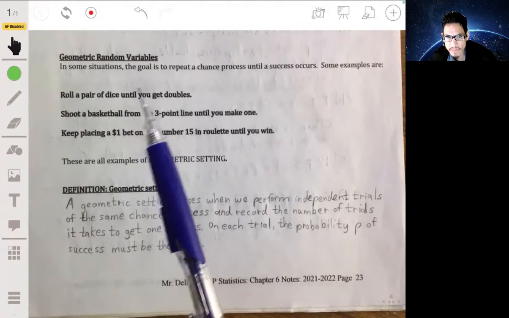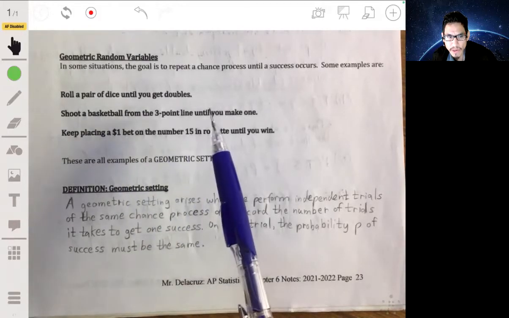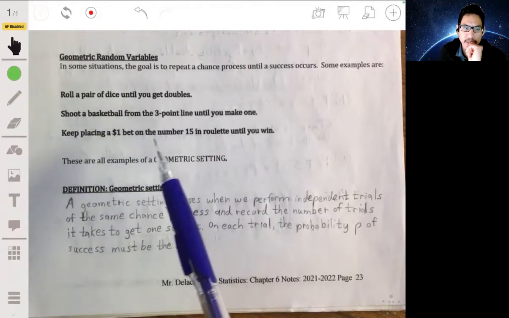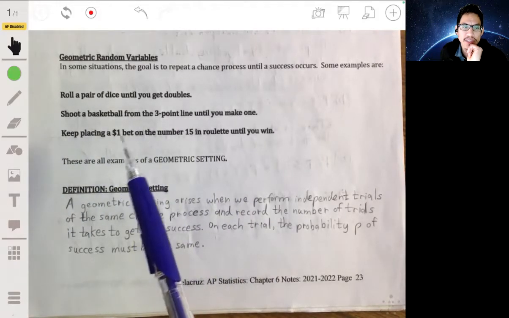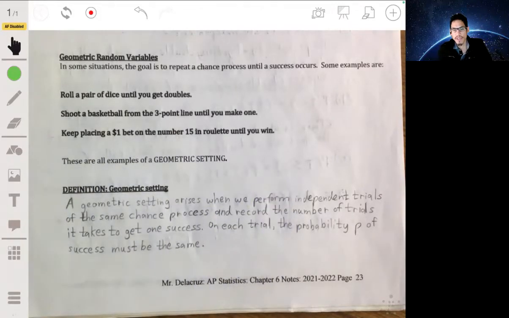Think about why as I'm going through these. Shoot a basketball from the three-point line until we make one. That's also going to be a geometric random variable setting. And another one is keep placing a $1 bet on the number 15 in roulette until you win. So think about what the difference in these scenarios is when we're talking about them as binomial random settings.